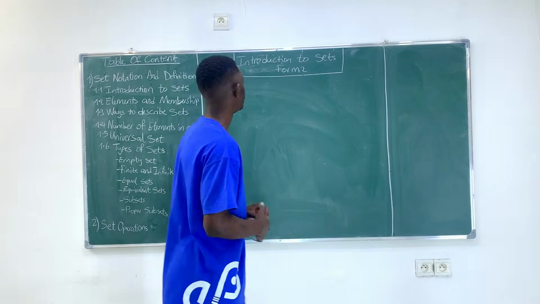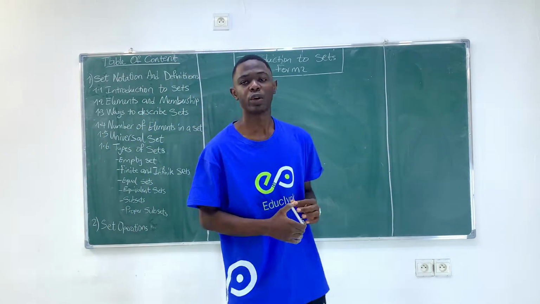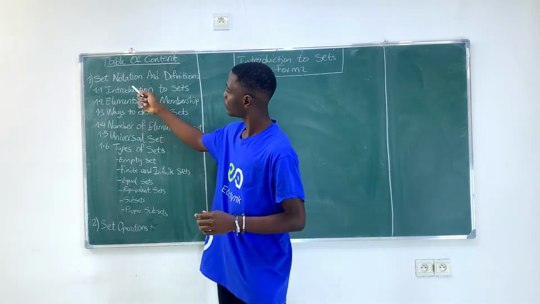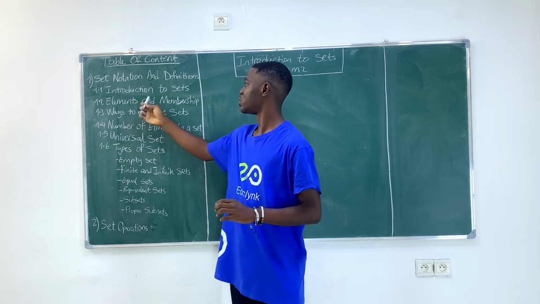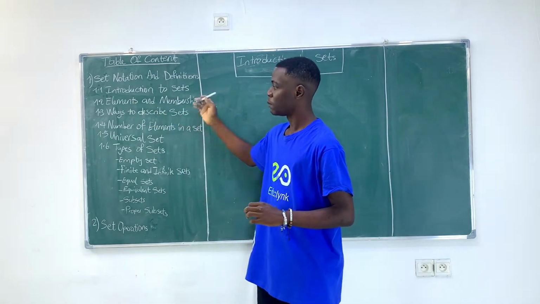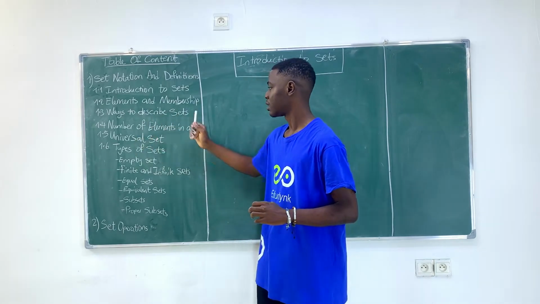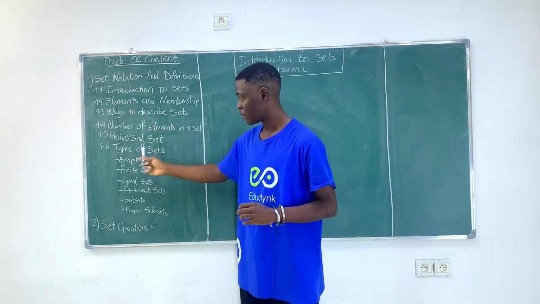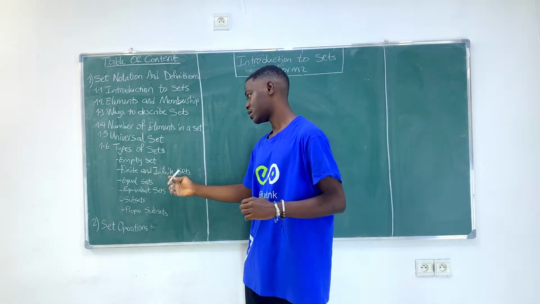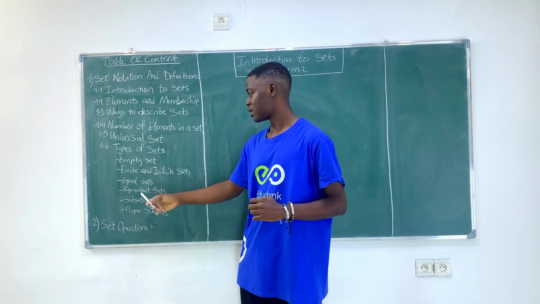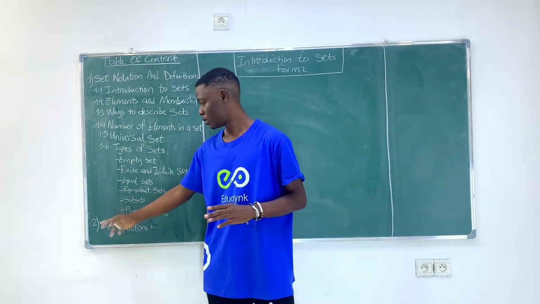So today we are doing a chapter in Mathematics, Sets, which is about Form 2. In this chapter, we are firstly going to do set notation and definitions. First, the introduction to sets, then elements and membership, ways to describe sets, number of elements in a set, universal set, and types of sets. We're going to see all of the types of sets: empty set, finite and infinite sets, equal sets, equivalent sets, subsets, and proper subsets.